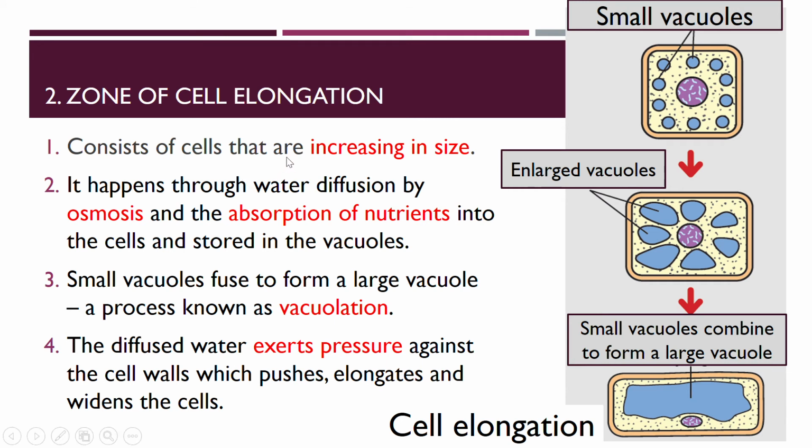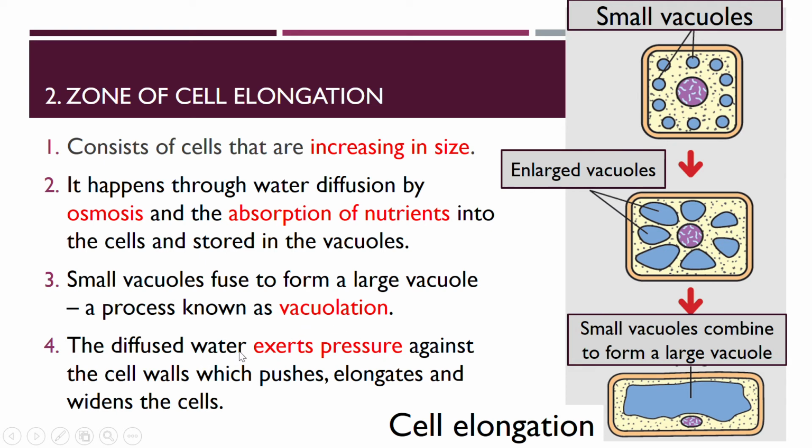Okay, so let's look at the characteristics. So consists of cells that are increasing in size. Okay, happens through water diffusion by osmosis. Okay, absorption of nutrients. Semua ini ada dalam vacuole. Maka vacuole dia punya kandungan utama adalah air. Air osmosis is the process. Okay, so small vacuoles fuse. Banyak-banyak yang kecil ni akan combine membentuk yang besar. Proses itu kita panggil vacuolation.